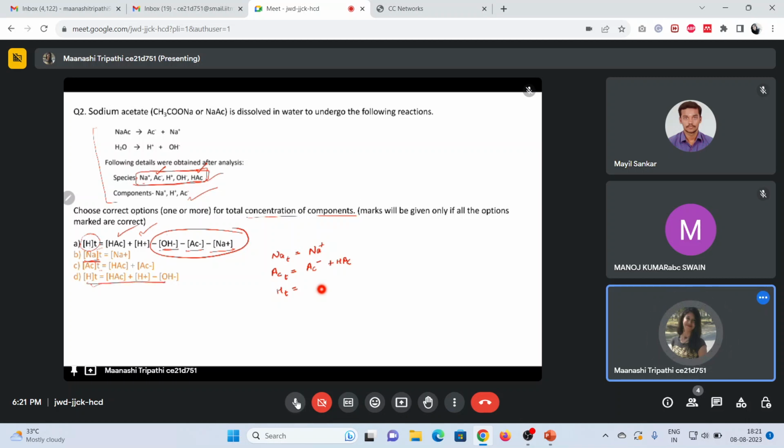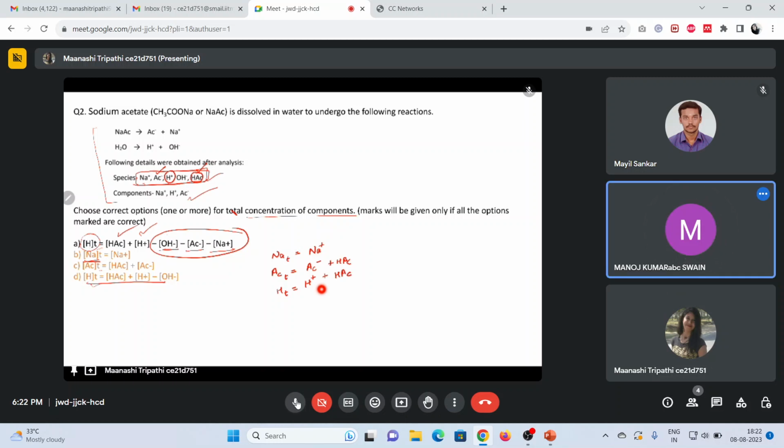If you want to write the equation for H, then only list out those things which have H. So if we look at these species, here we are getting H, and here we are getting H. So that is why option A is not correct. Yes, it's right. Okay.